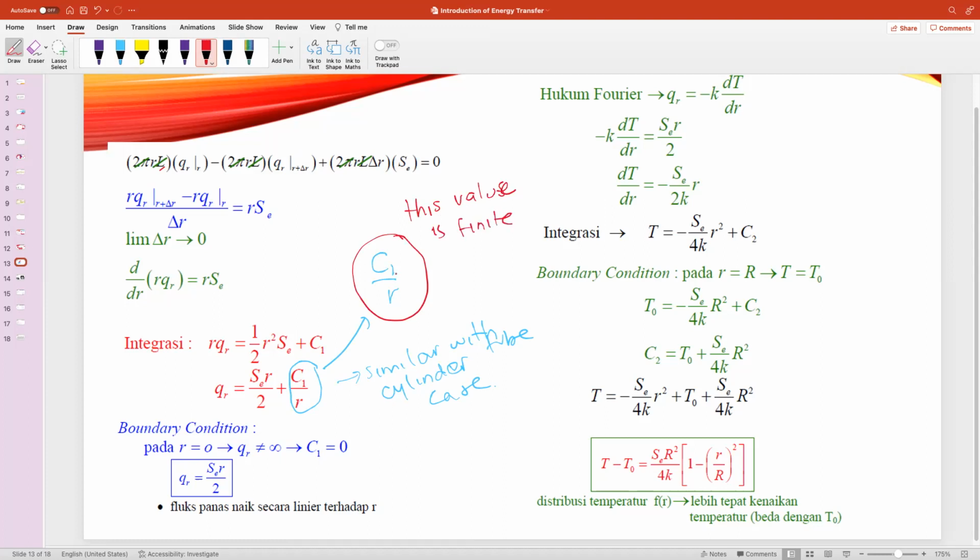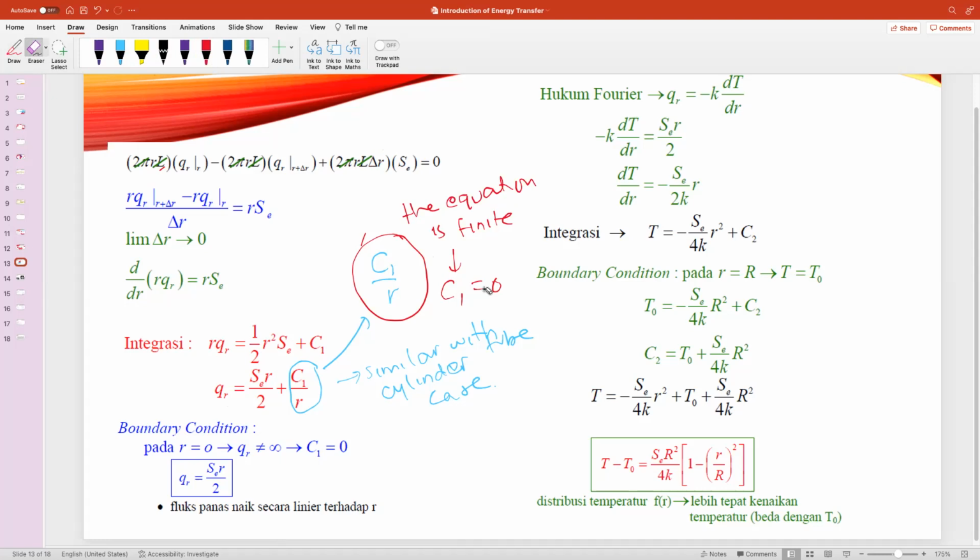Okay, so this one should not be in the equation. Jadi tidak boleh ada. So because this one's not, that means C1 should be 0. Sorry, not this value, the equation. The equation is finite. Okay, so this equation should be finite. So then C1 should always be 0.